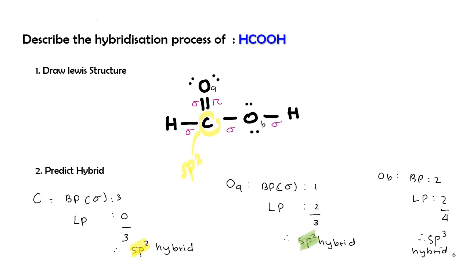So if both are sp2, both will adopt the geometry of trigonal planar. And then the last one, oxygen B. For oxygen B, you will have 2 sigma bonds, and then here you have 2 lone pairs, so the total is 4. Therefore, it will be sp3 hybrid, which will adopt the geometry of tetrahedral.